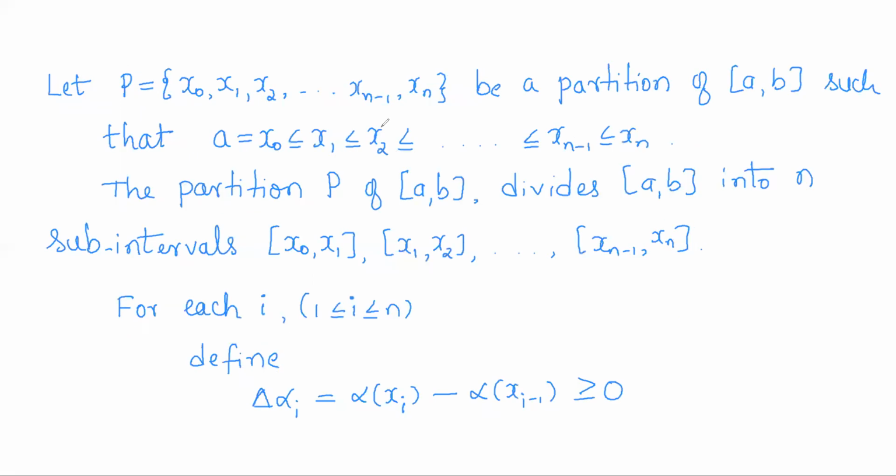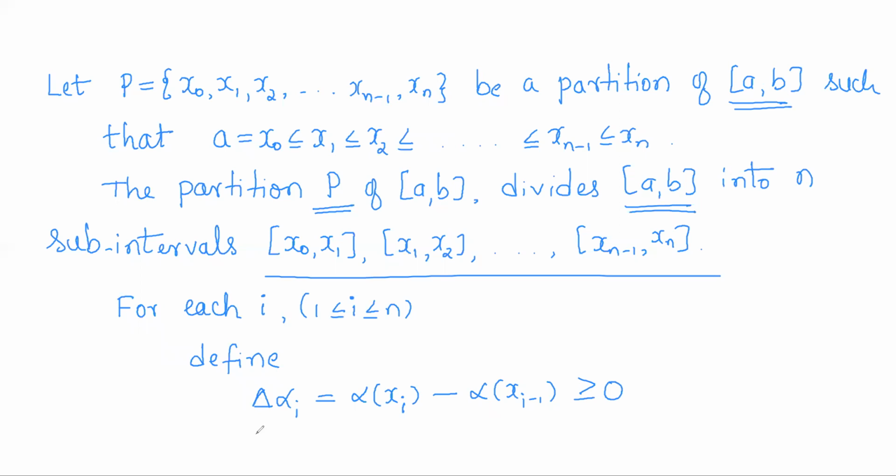So next, consider a partition P equals x0, x1, x2, ..., xn minus 1, xn of the closed interval a comma b. So a partition means it is a set of finitely many real numbers from a to b taken in the natural increasing order, right? Then this partition P divides the closed interval a comma b into n subintervals, which are the closed intervals x0, x1, x1, x2, and so on, xn minus 1, xn.